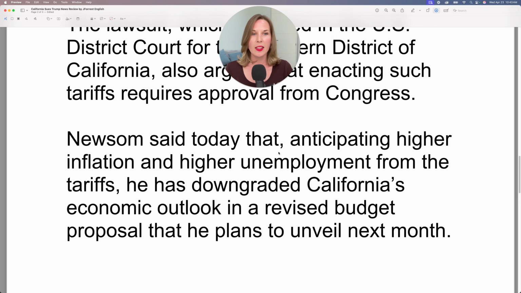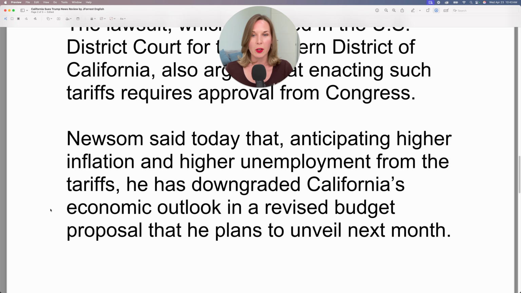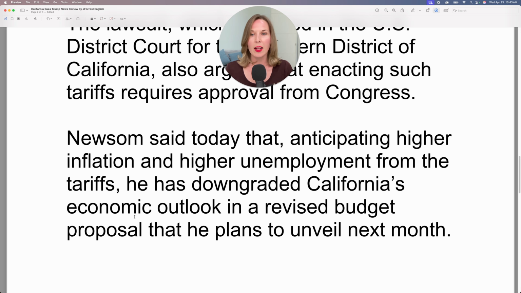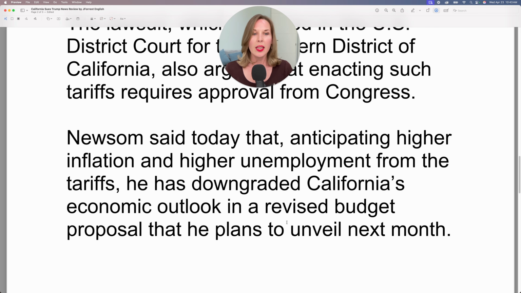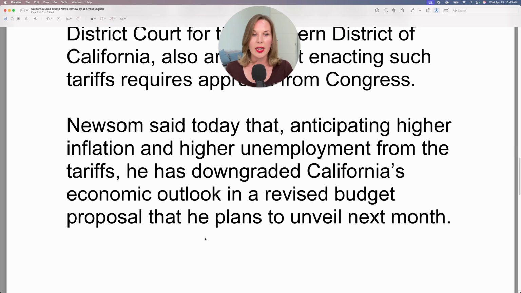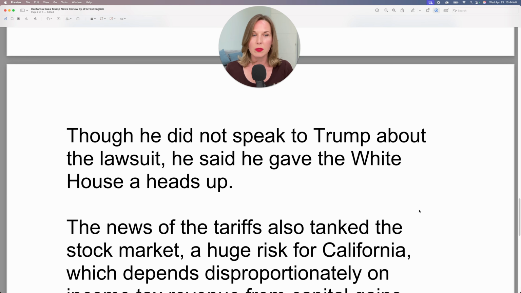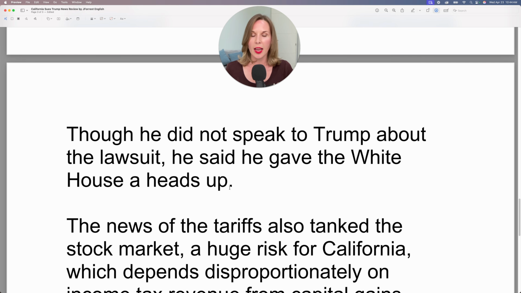Newsom said today that, anticipating higher inflation and higher unemployment from the tariffs, he has downgraded California's economic outlook in a revised budget proposal that he plans to unveil next month. Though he did not speak to Trump about the lawsuit, he said he gave the White House a heads up.